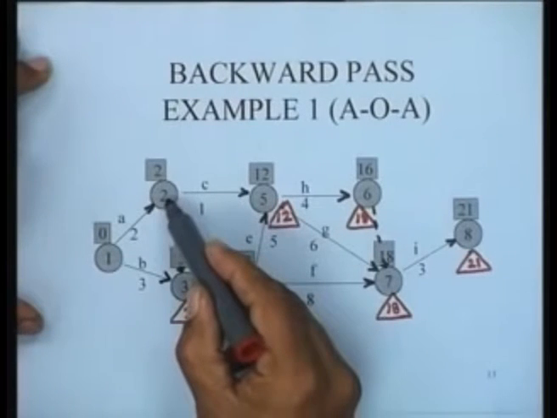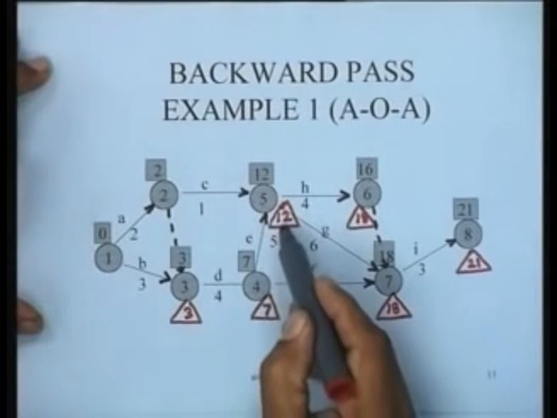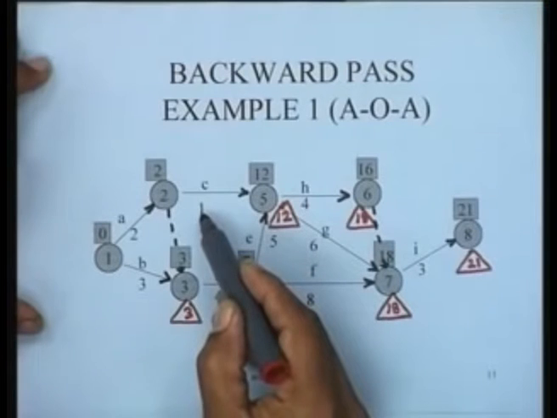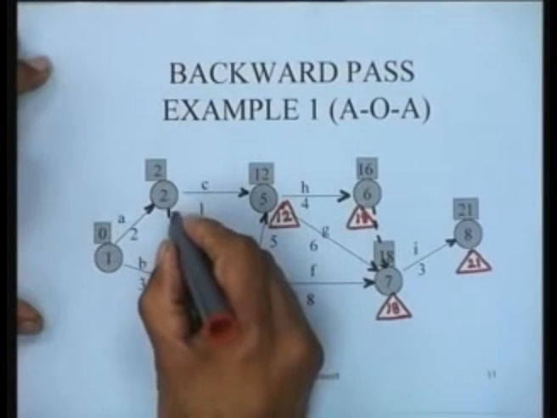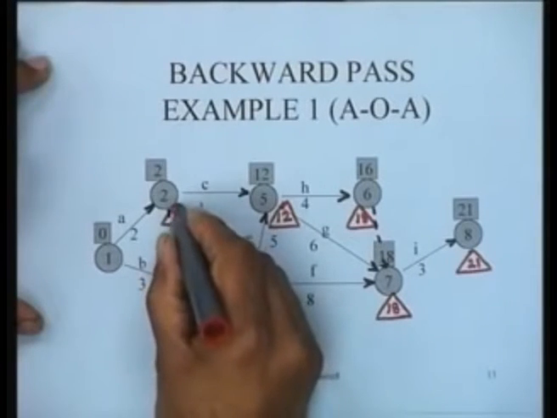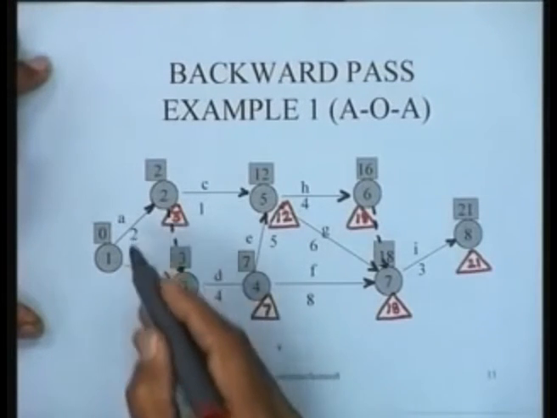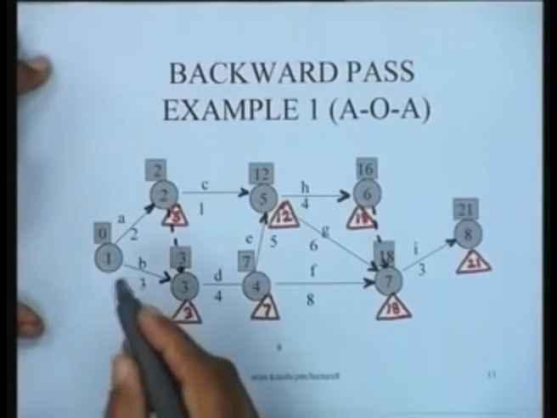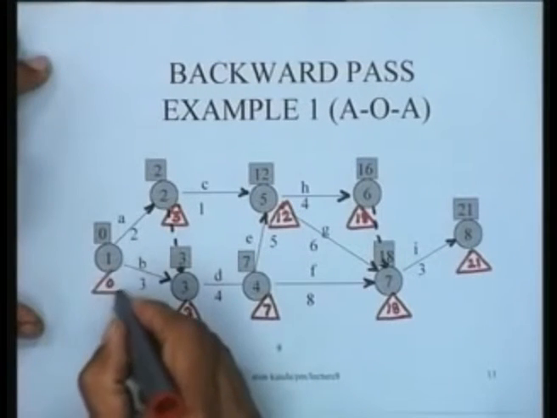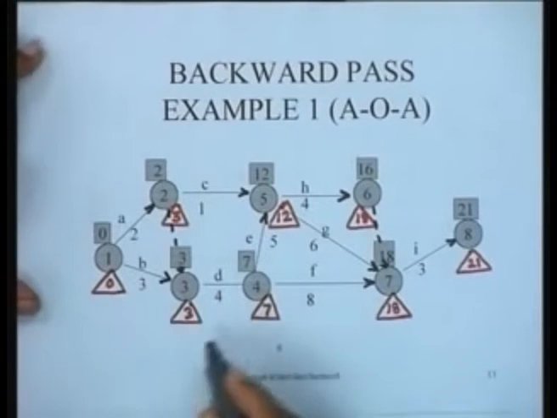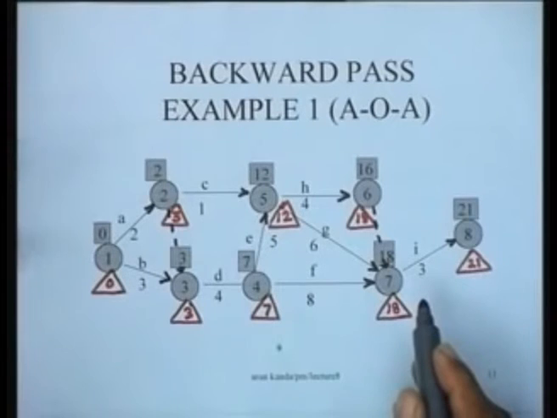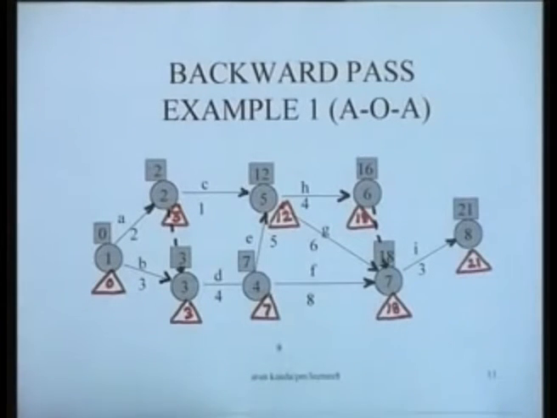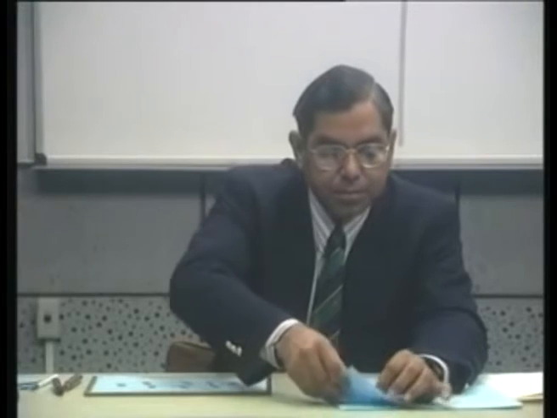And as far as node 2 is concerned, it has 2 successors. So, I have to do 12 minus 1, which is 11, and 3 minus 0, which is 3. So, this particular node value is going to be 3, and ultimately 3 minus 2, which is 1, and 3 minus 3, which is 0. So, this is 0. So, the numbers in the triangles at the bottom of each node establish the latest occurrence time for each of the nodes. So, their computation has been illustrated for this particular example.